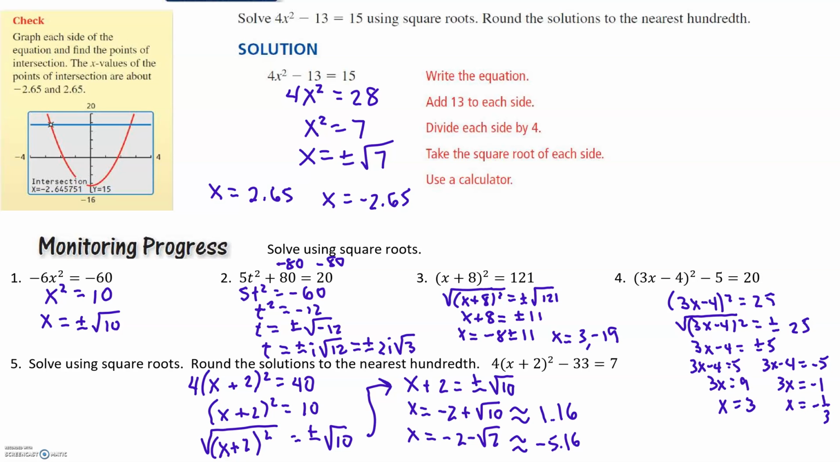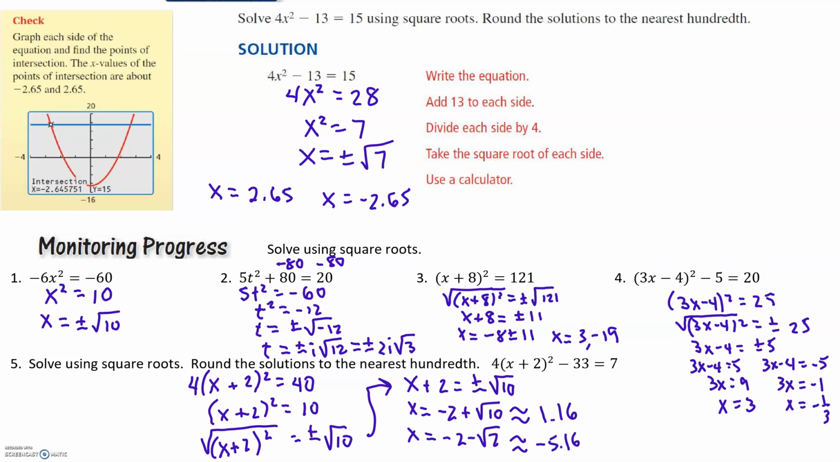Number 2, we're going to start by subtracting 80 from both sides. Then we're going to divide both sides by 5, so we get t squared equals -12. We're going to do the square root of both sides, get t equals plus or minus square root of -12 right there. And then we simplify that radical by taking an i. The negative comes out as an i. Simplify the square root of 12. 12 is 4 times 3. 4 comes out as a 2, so we have plus or minus 2i times the square root of 3.